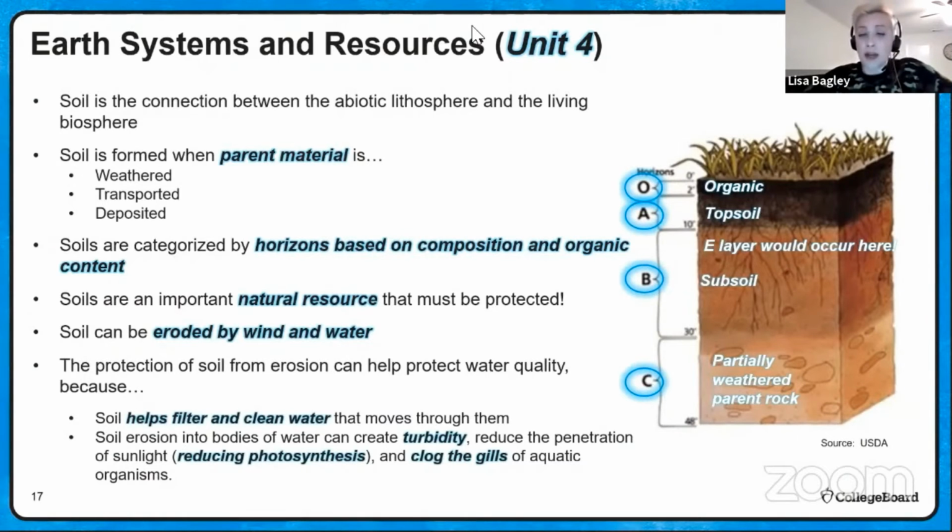And soil erosion into bodies of water can create turbidity. It can also reduce the penetration of sunlight, which reduces photosynthesis, which of course is the basis of the trophic structure in an ecosystem. And it can clog the gills of aquatic organisms. Y'all, soil is pretty darn important in AP environmental science. So you do a good favor to yourself by going back and reviewing your soil stuff.